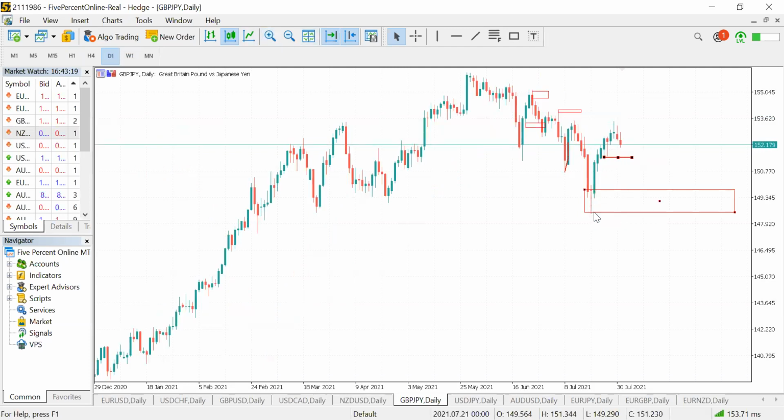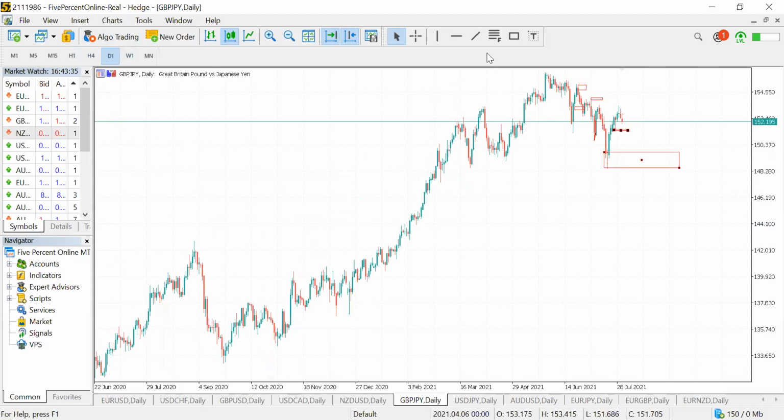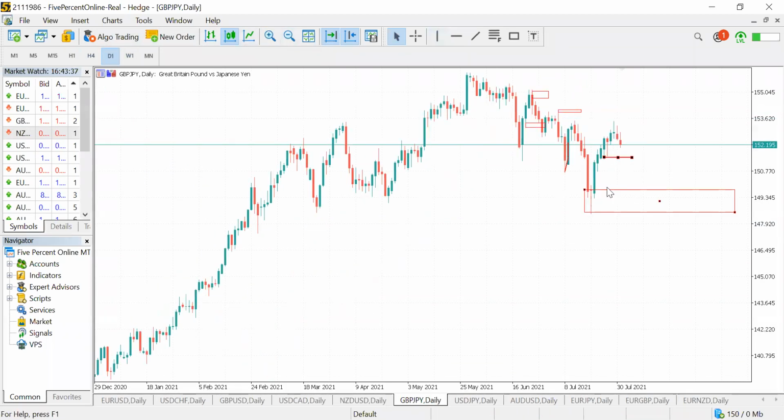So we came hard and strong from this demand. Okay, there was new demand created here. And if you go to the hourlies, you can see it clearly. You can see the demand. You can see the break creating a new demand area back there. Now it was overextended, it's now kind of pulling back.